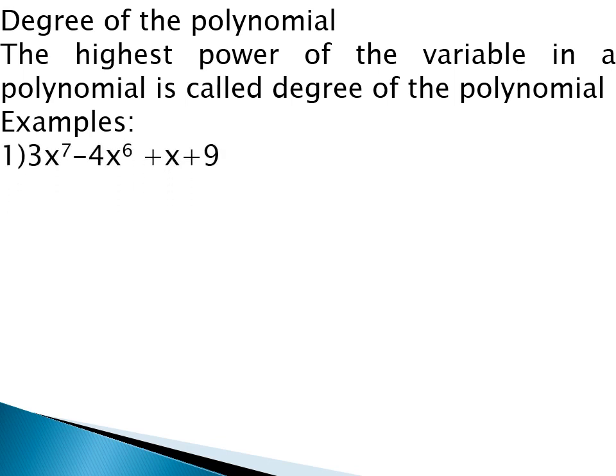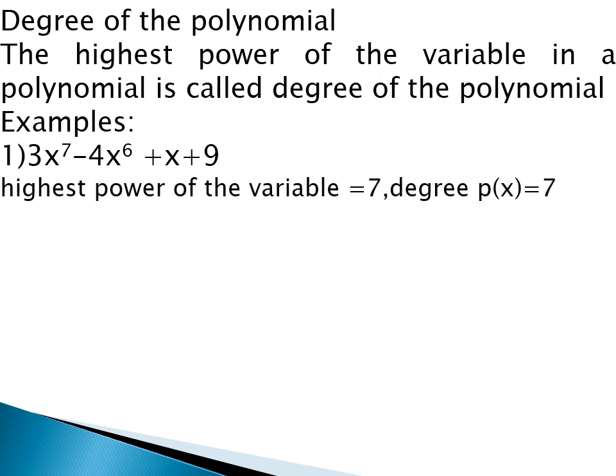The first example is 3x raised to 7 minus 4x raised to 6 plus x plus 9. What is the highest power of x? Naturally it is 7. 3x raised to 7, the power of x is 7. Minus 4x raised to 6, the power is 6. And x only, the power is 1. So you can see 7, 6, 1. Which is the highest power? 7. So the degree of this polynomial is 7.